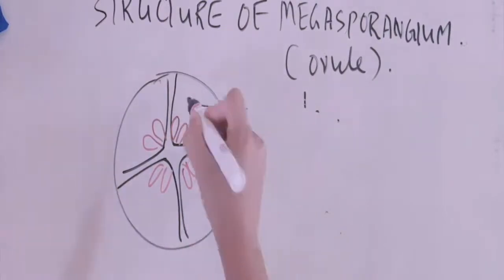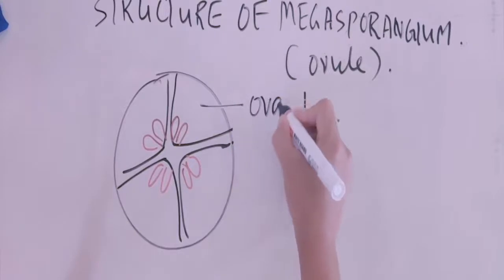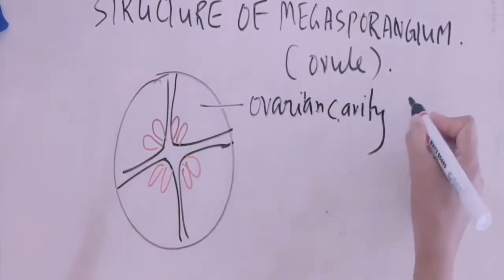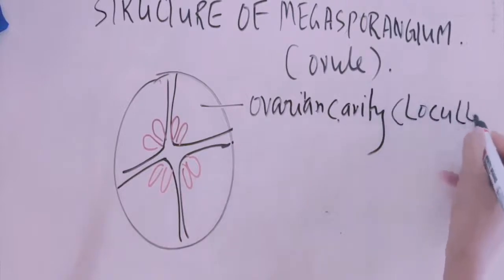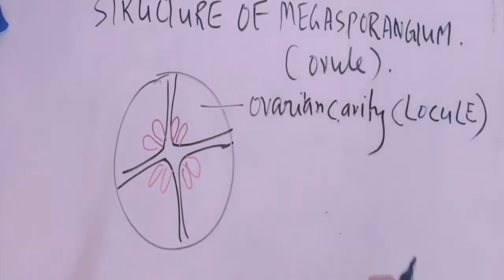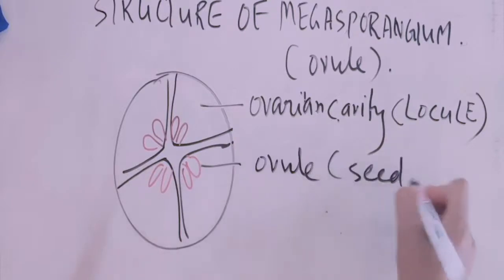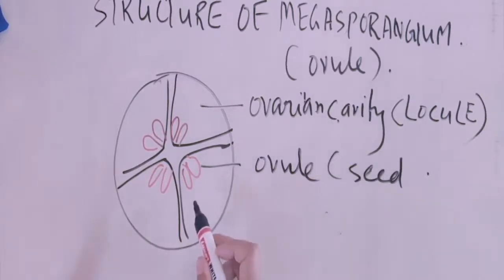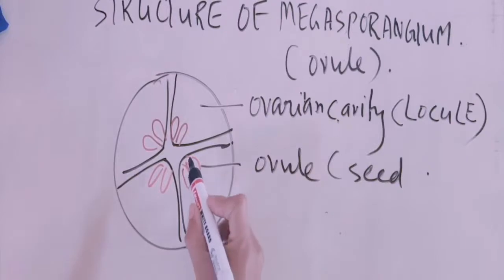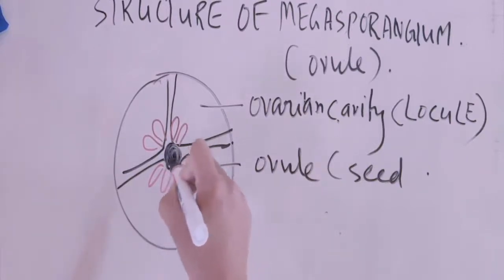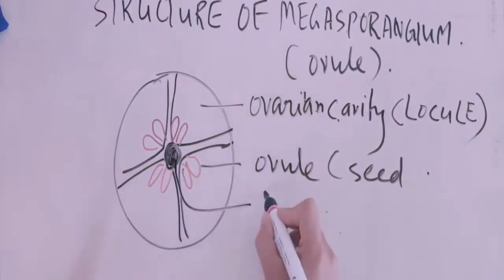We mention the ovarian cavity, just introducing some important terms which occur inside the ovary. Here is the ovule, which will become the seed. The part where the ovule is attached is called the placenta.